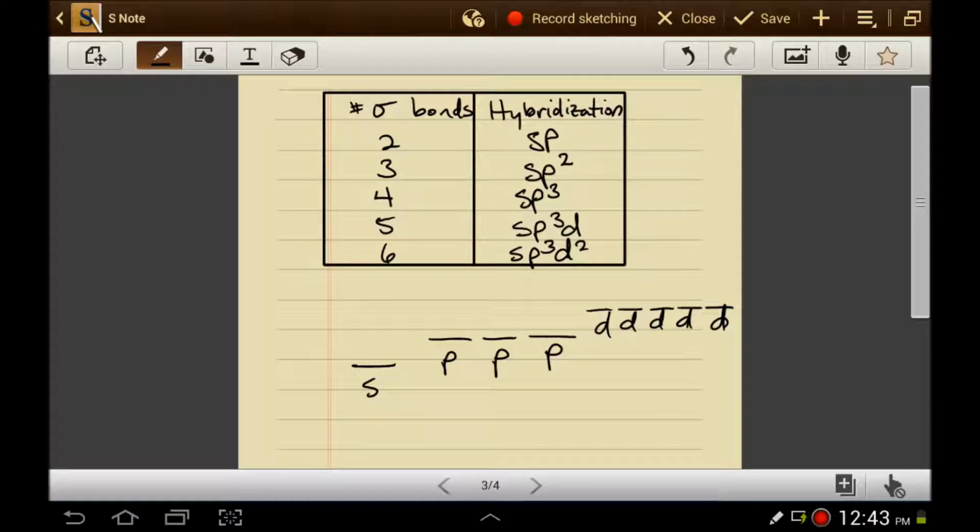So if you want to know the hybridization of the central atom, look at the number of sigma bonds that the central atom is making with the outside atoms. Remember that a sigma bond is the first bond that's made in every case, and the double bond is not a sigma bond.